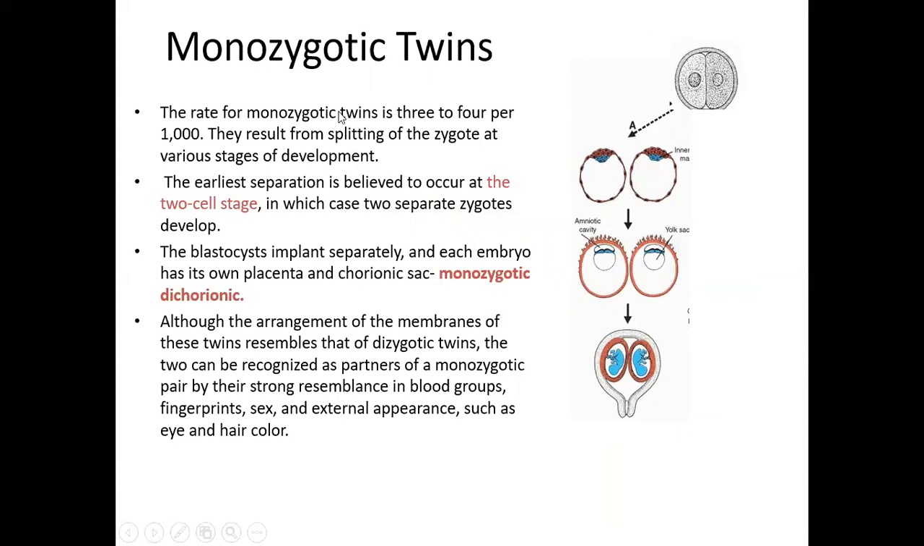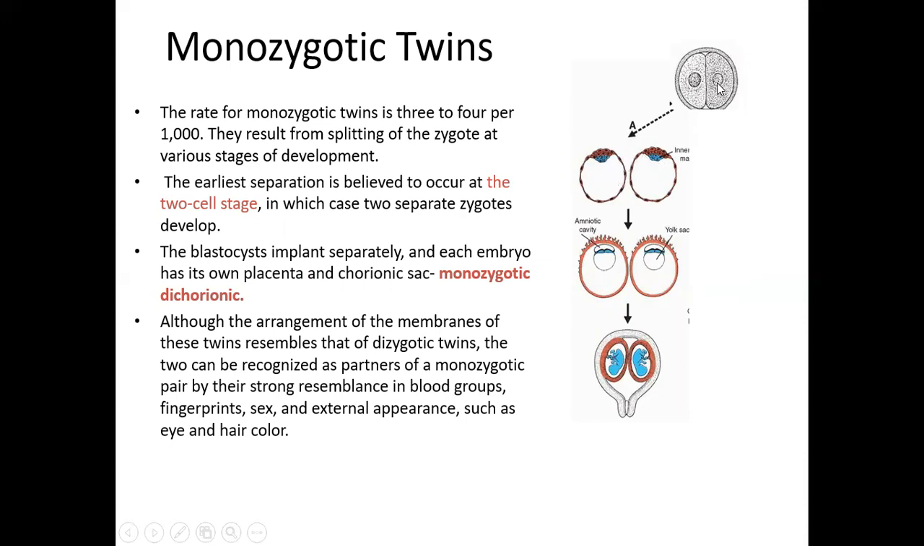Then there are monozygotic twins. So here the rate of monozygotic twins is 3 to 4 per 1000. It results from the splitting of the zygote at various stages of the development, only during cleavage. जब cleavage चल रहा है तभी division हो जाए. So the earliest separation is believed to occur at the two cell stage.